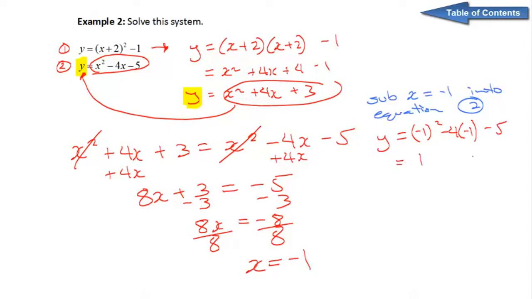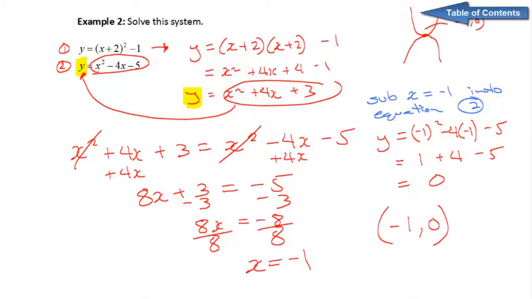-1 squared is 1. -4 times -1 is +4. And if we subtract 5 from here, notice that we get 0. So we have the ordered pair (-1, 0). So in this scenario, what type of quadratics do we have? We have those type of quadratics that were kissing off of one another. So we had the quadratic like so, and the quadratic like so, where this point right here was the ordered pair (-1, 0).